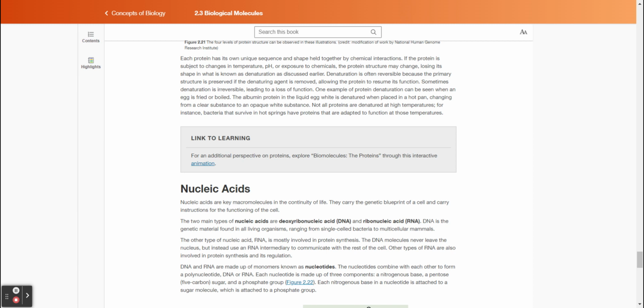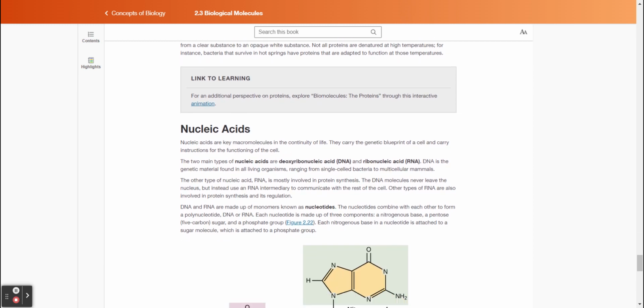One example of protein denaturation can be seen when an egg is fried or boiled. The albumin protein in the liquid egg white is denatured when placed in a hot pan, changing from a clear substance to an opaque white substance. Not all proteins are denatured at high temperatures. For instance, bacteria that survive in hot springs have proteins that are adapted to function at those temperatures.